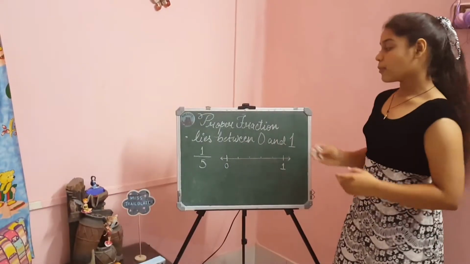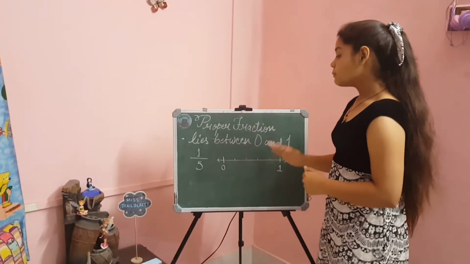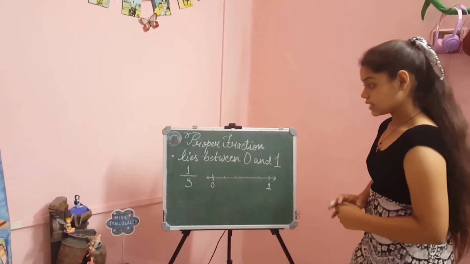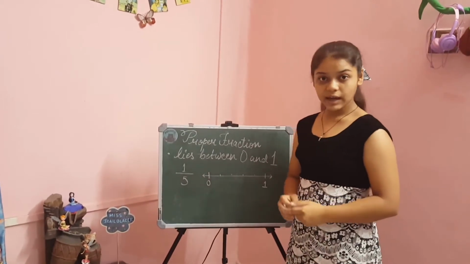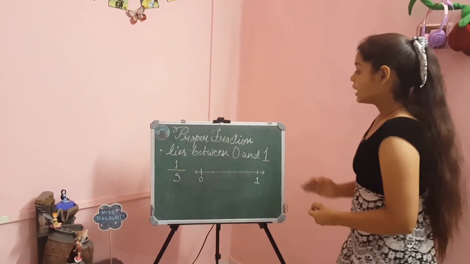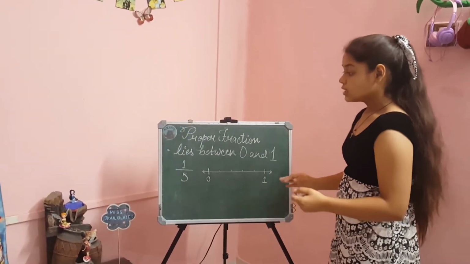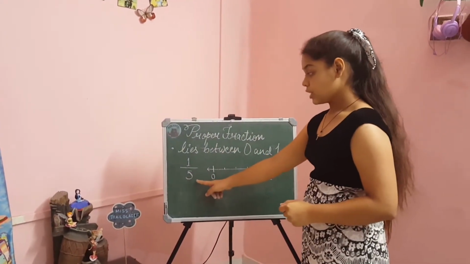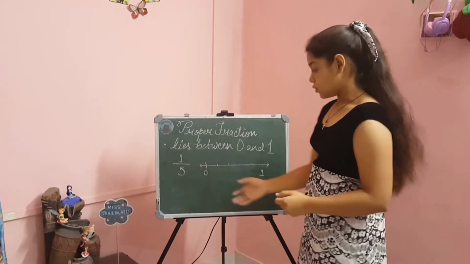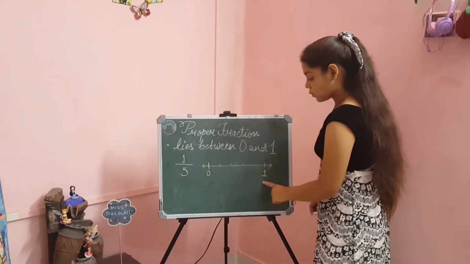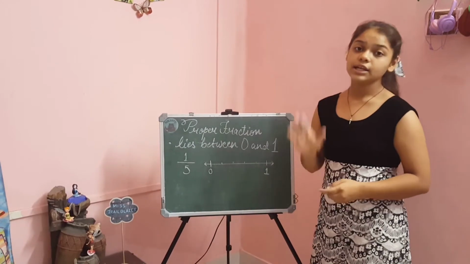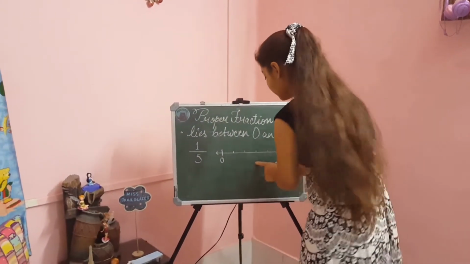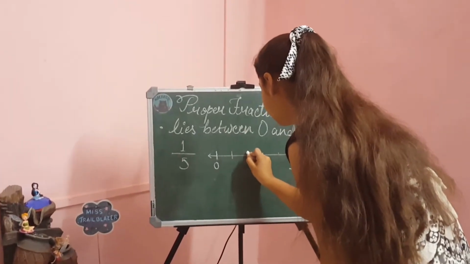Let us see proper fractions. Every proper fraction lies between 0 and 1. For example, let us take 1 by 5. As I told you, it lies between 0 and 1. So now the second step is that you see the denominator, which is 5 here. So the space between 0 and 1 needs to be divided into 5 equal parts. Here, let us divide this into 5 equal parts.